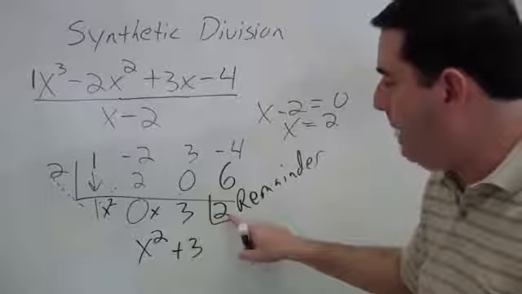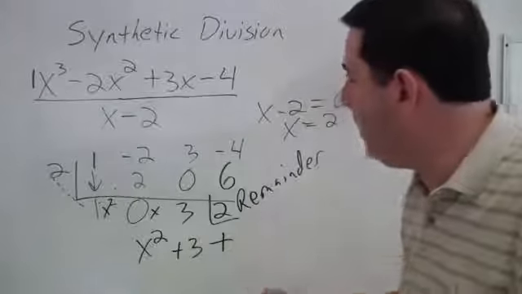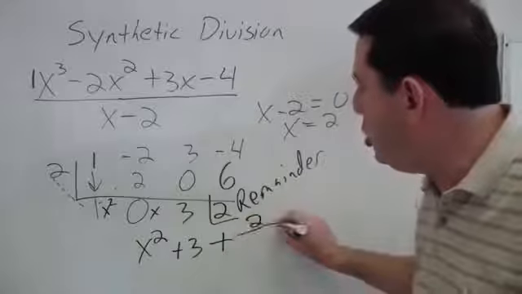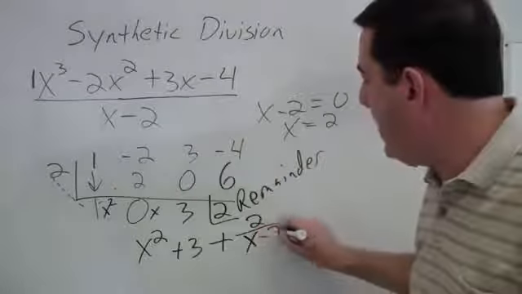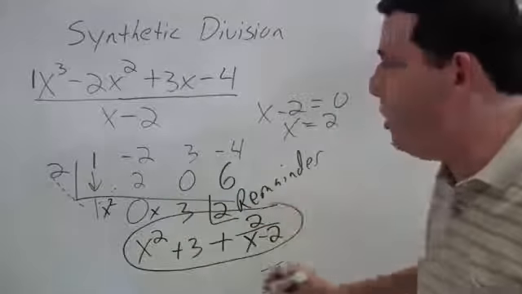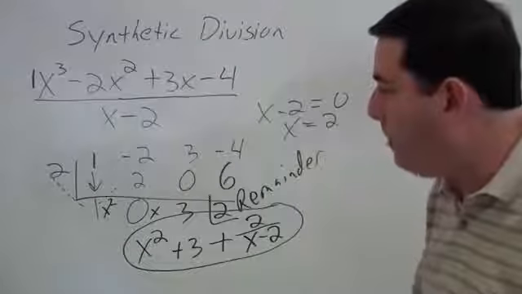Now I still need to account for my remainder. To do that, let's always put a plus sign here next, and let's put our remainder 2 over the thing we were dividing by, which was x minus 2. So here is the solution when we divide the stuff on top by the stuff on bottom.